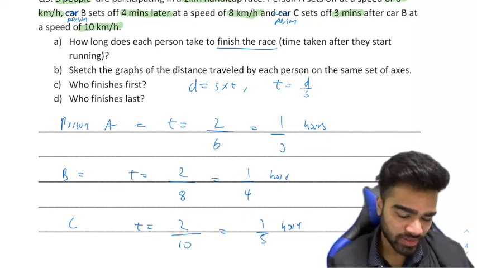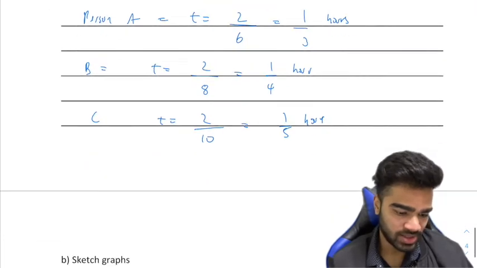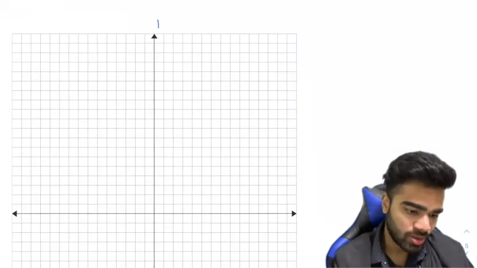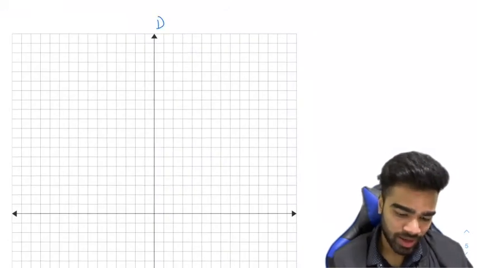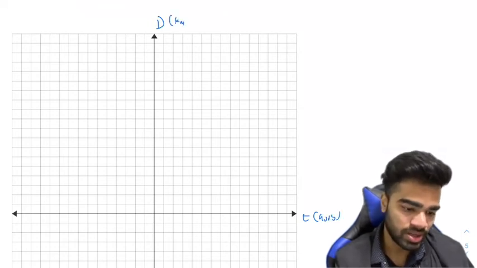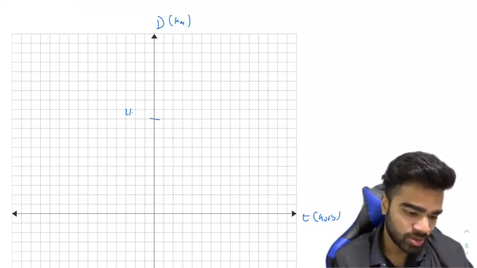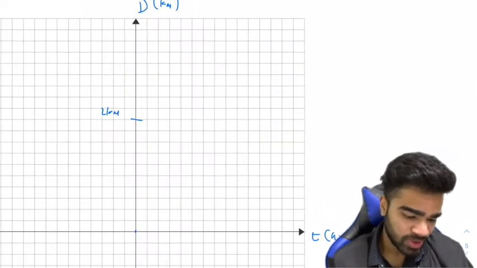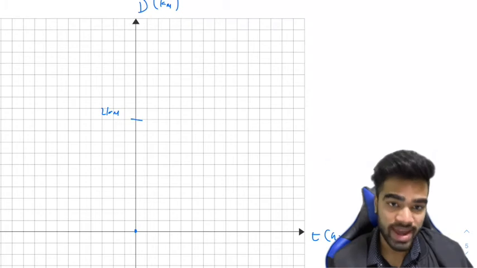Okay, sketch the graphs of distance traveled by each person on the same set of axes. Okay, this one's a little bit more complicated, right? Because on your y-axis is distance, on your x-axis is time. Time is in hours, and distance is in kilometers. So they all get to some 2 kilometer point and then they stop, right? Because that's when the race ends. So when time is equal to 0, that's when person A starts.